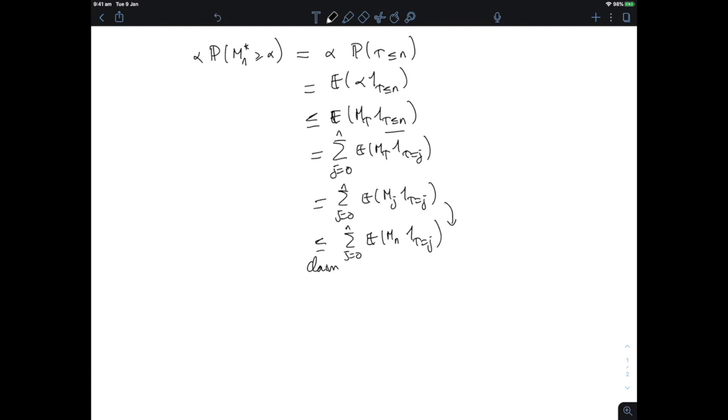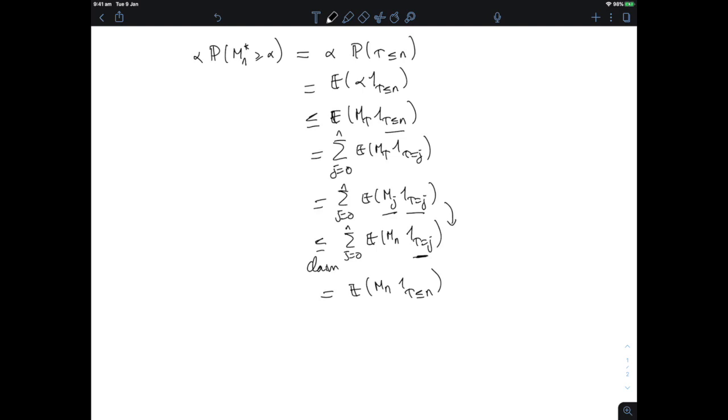And now the point is that here, both this part and that part were varying in j. Now this is the only part that varies in j, so I can bring the sum back inside and realize that this is nothing but the expectation of mn times the indicator function of tau being smaller than n, all right? Because the sum of this indicator function of tau equal to j is going to be 1 if tau is smaller or equal to n and 0 otherwise.